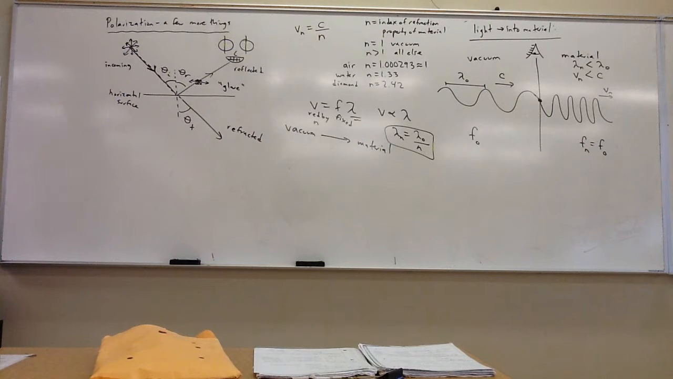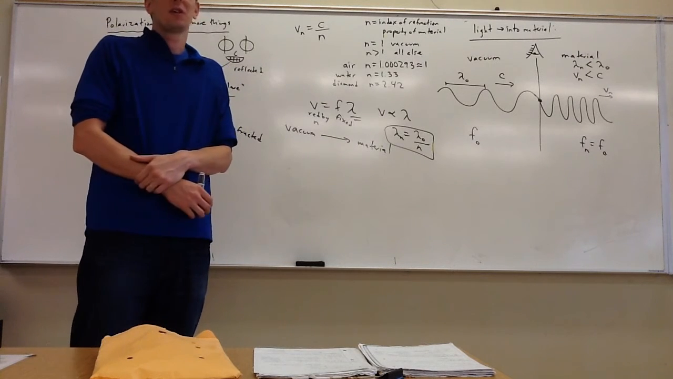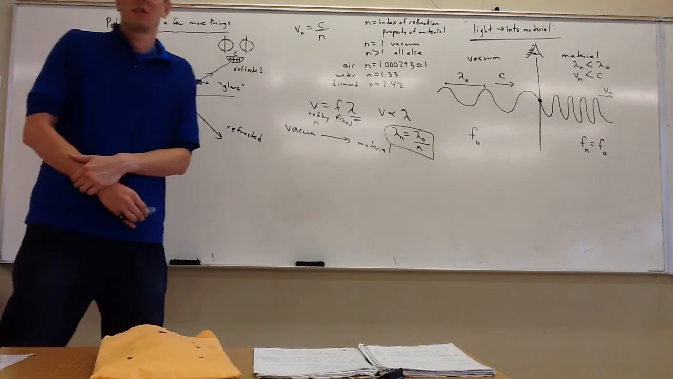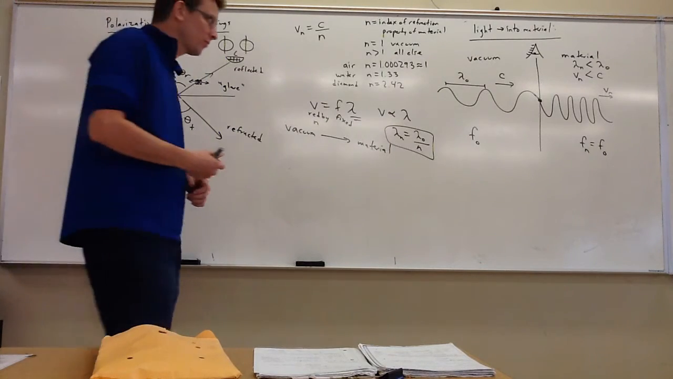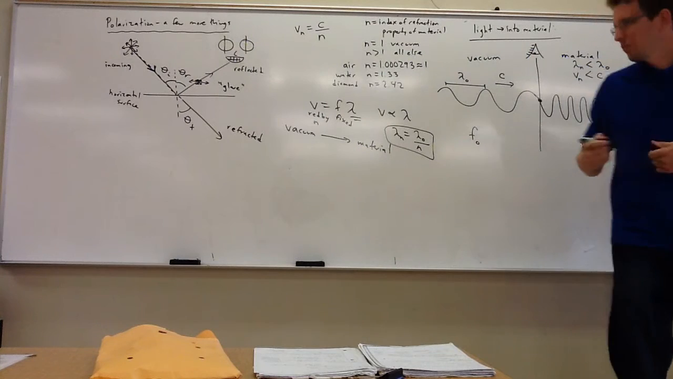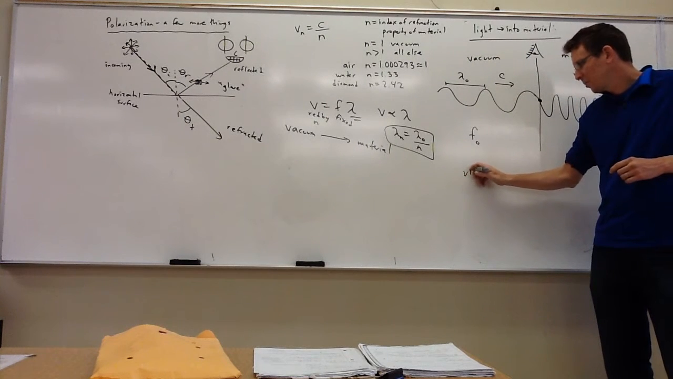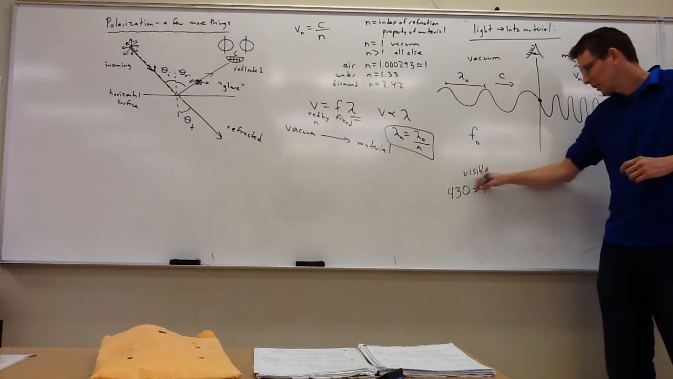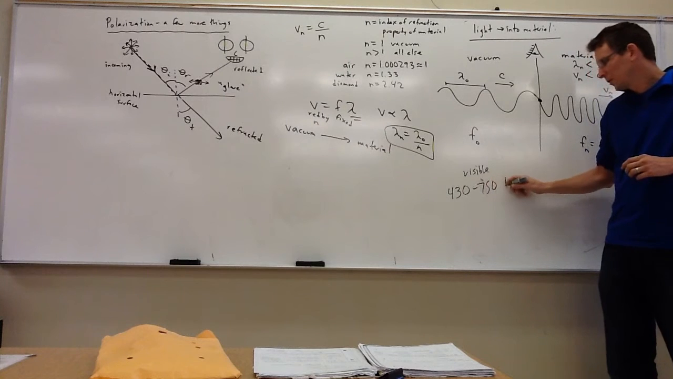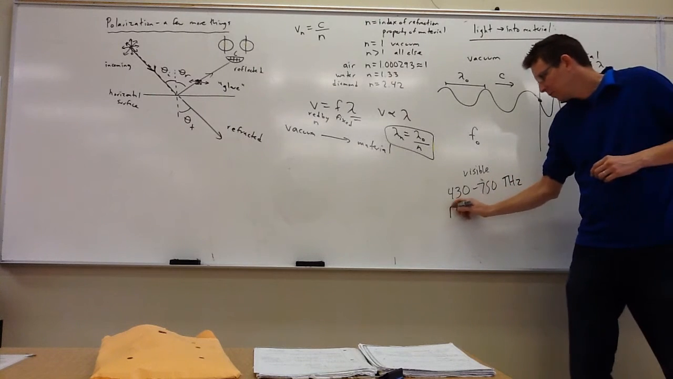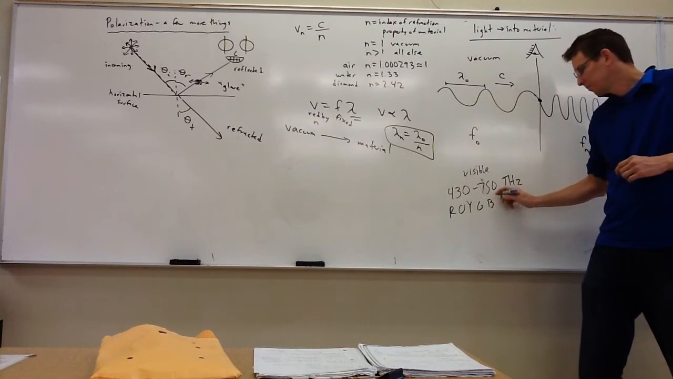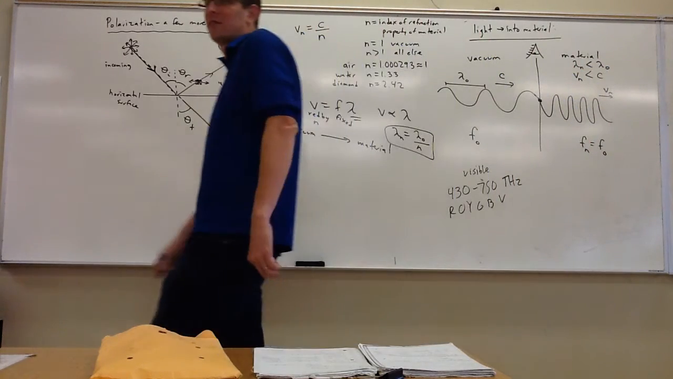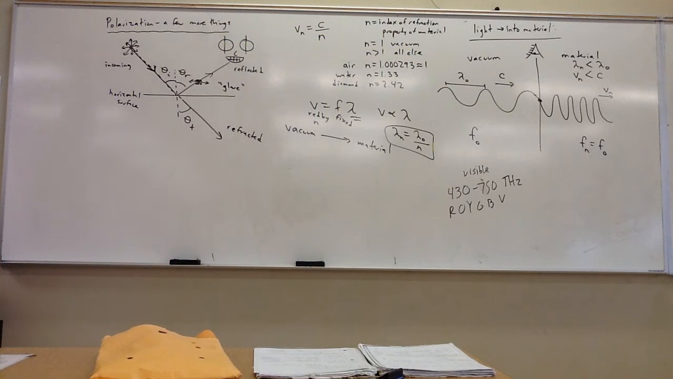Now this brings up an interesting point, because when light travels from one material to another, the thing that you can count on as being preserved is its frequency, not its wavelength. So with wavelength, you have to really be careful. For instance, we talked about visible light. Visible light is 430 to 750 terahertz, Roy G. Biv, going in this order. And you can always count on that. 430 terahertz is always red, 750 terahertz is always violet.